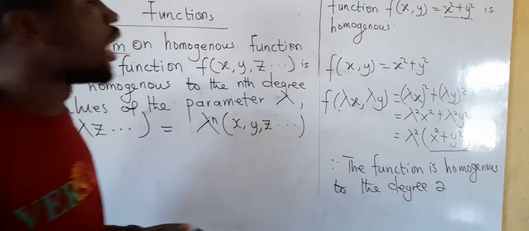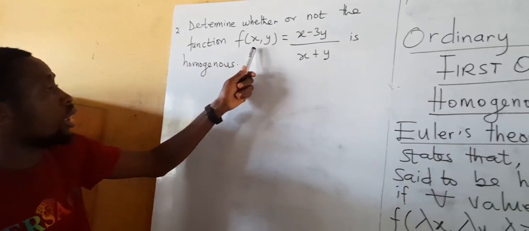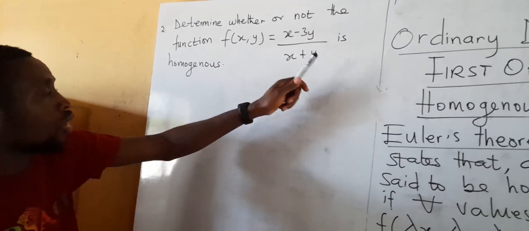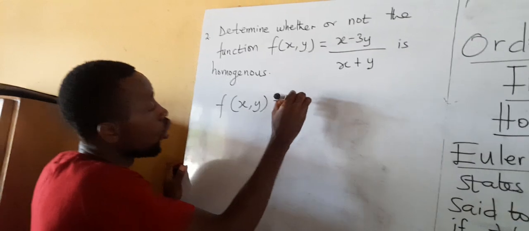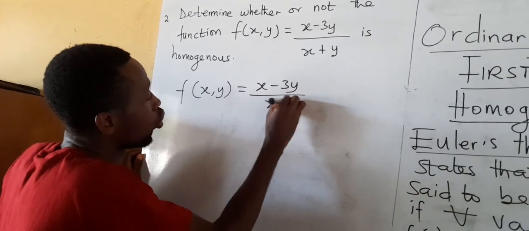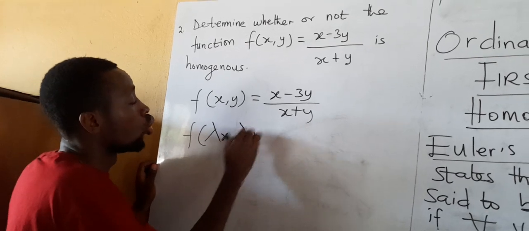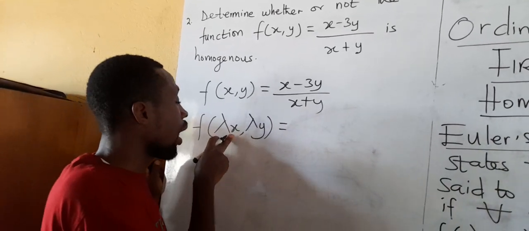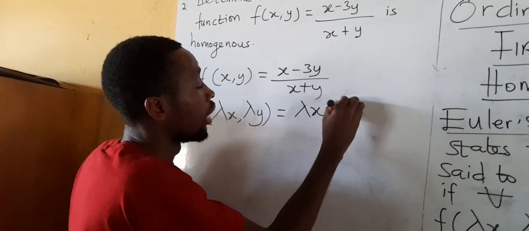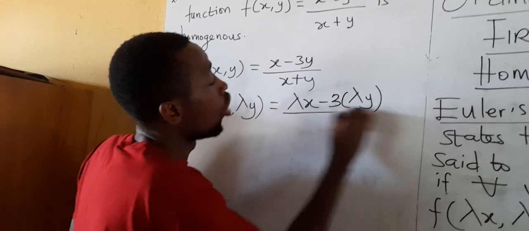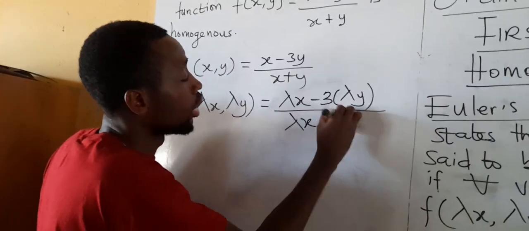We'll solve one more question to determine if a function is homogeneous or not homogeneous. So look at this. They say determine whether or not the function f, which is dependent on x and y, equal to x minus 3y over x plus y, is homogeneous. So what's our function? Our function f, which is dependent on x and y, is x minus 3y over x plus y. What is lambda telling us? Introduce the parameter lambda to affect the independent variables. So any place we see x, we put lambda x. Any place we see y, we put lambda y. So what are we having? We have lambda x minus 3 lambda y, all over lambda x plus lambda y.